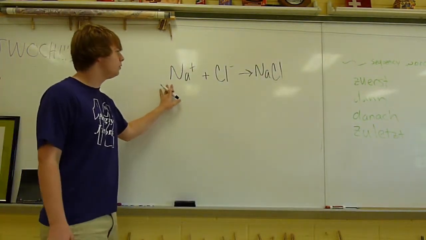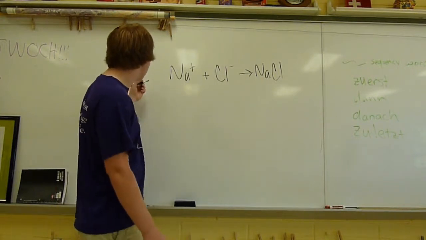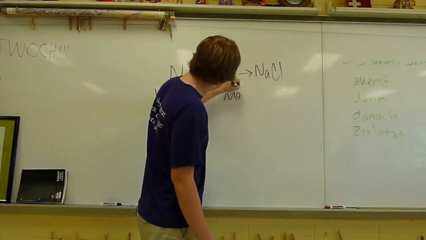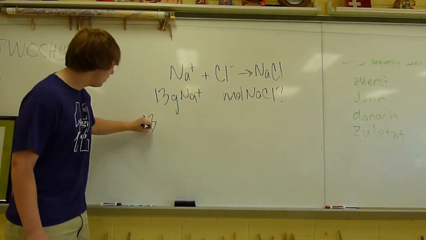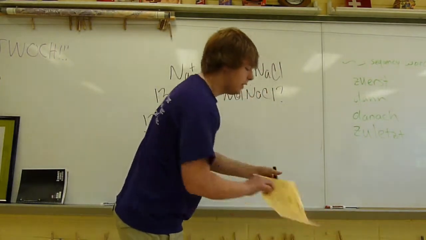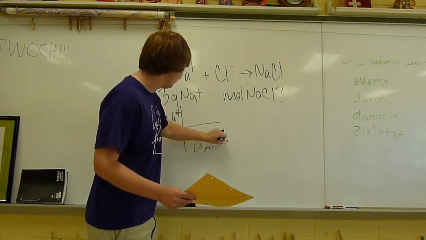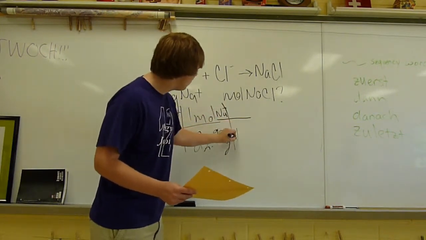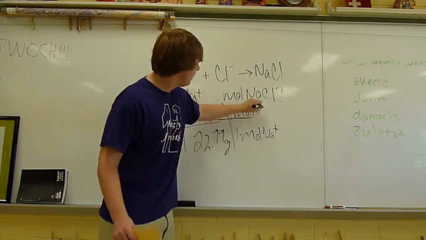All right, now we're going to do grams to moles. Let's say we have 13 grams Na plus. How many moles of NaCl are we going to have? So if we have 13 grams of Na plus, that means 22.99 grams is 1 mole Na plus. 1 mole Na plus is equal to 1 mole of NaCl.